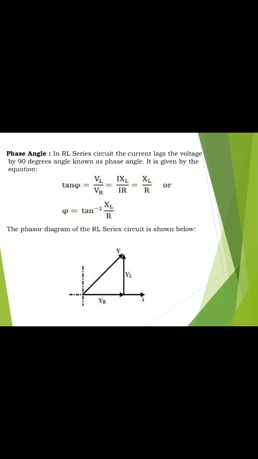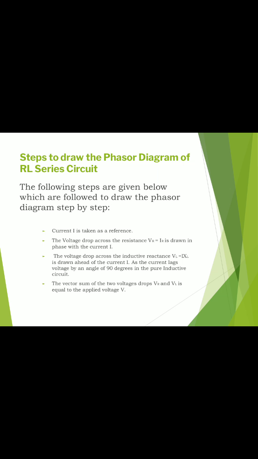Next, what is phase angle? In RL series circuits, the current lags the voltage by an angle known as the phase angle, as shown in this figure. Now, how to draw this phasor diagram? Steps to draw the phasor diagram. First, current I is taken as a reference as shown in the diagram.